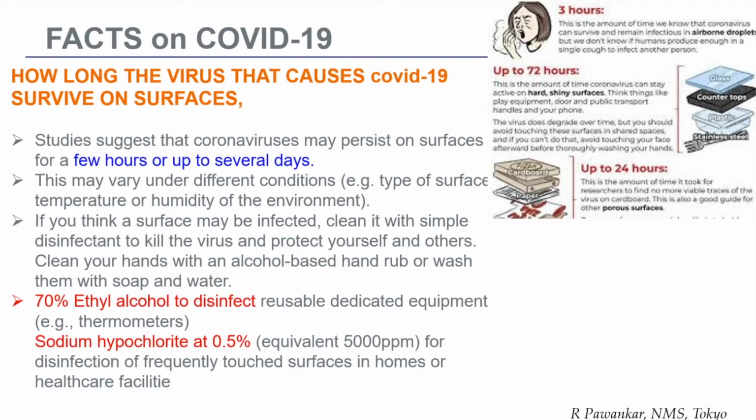Now, if you think a surface is infected, what would you do? You would ensure that all these surfaces are clean. So it's very important to clean the different surfaces that you're in touch with, clean the equipment that you use. And how would you clean? You would clean it with 70% ethyl alcohol to disinfect, or you could use sodium hypochlorite at 0.5% for disinfecting the surfaces or the equipment that you use.